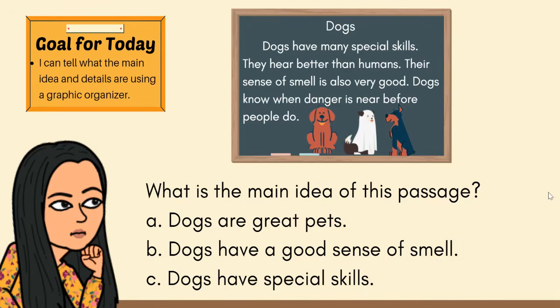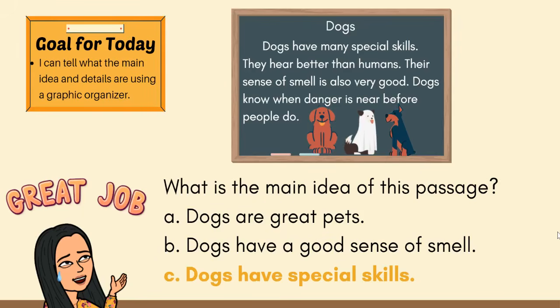What is the main idea of this passage? Is it A, dogs are great pets, B, dogs have a good sense of smell, or C, dogs have special skills? Pause this video, figure out the main idea, and when you're ready to find out the answer, play this video again. If you chose C, dogs have special skills, your answer is correct.